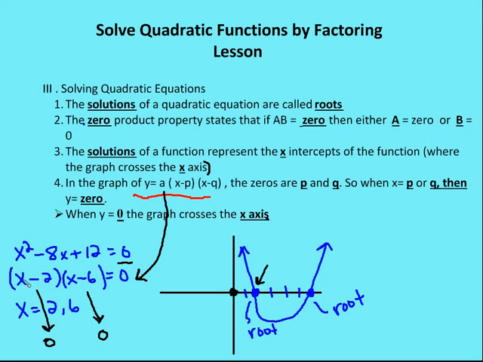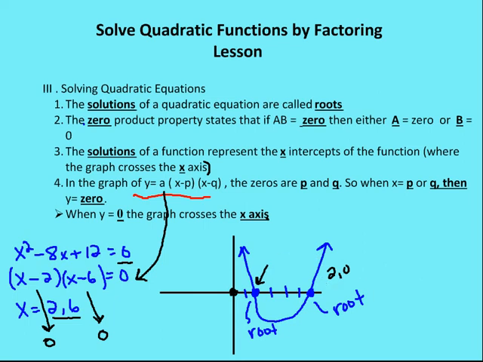So in this case, if it were 2, I'd have 0 times negative 4, which would equal 0. And if it were 6, it would be 4 times 0. That would also equal 0. So my roots of the equation are 2, 6, and my x-intercepts are going to be (2, 0), and in this case, (6, 0).